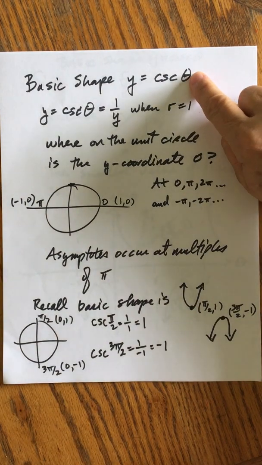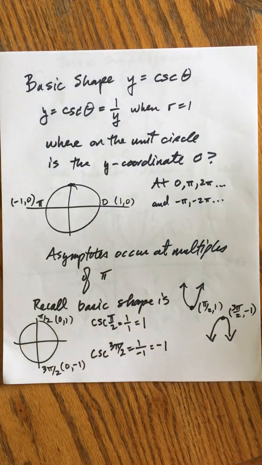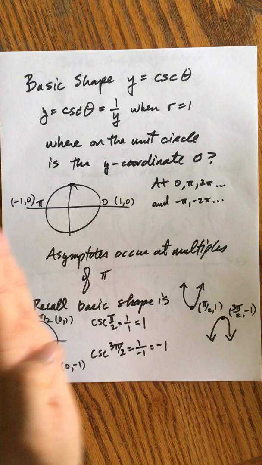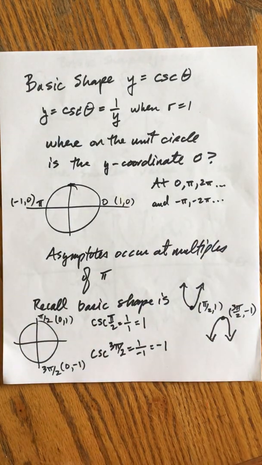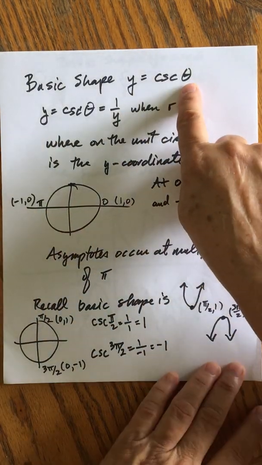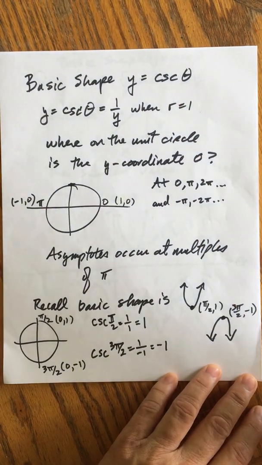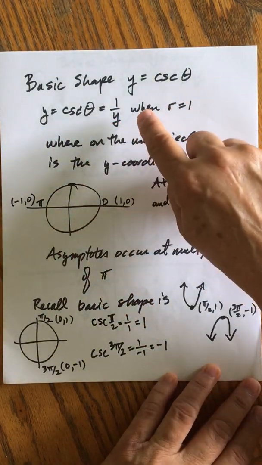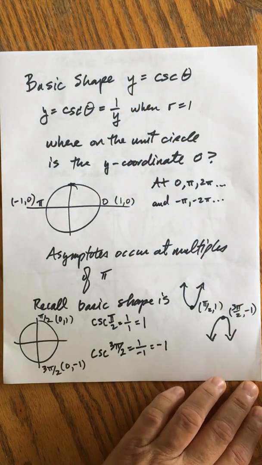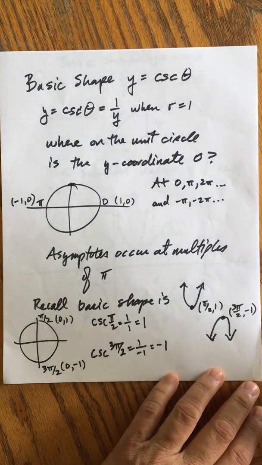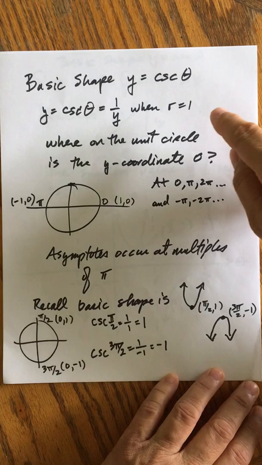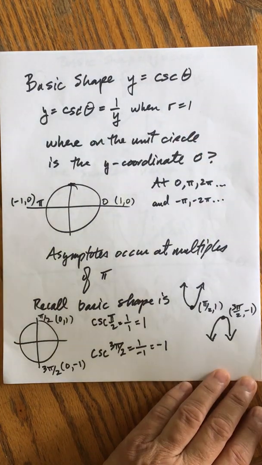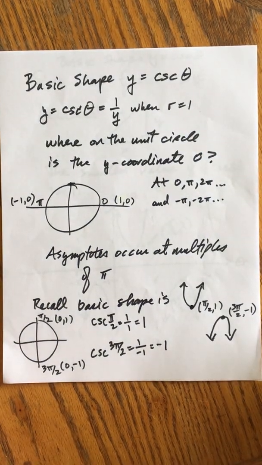But if there were an x here, it's not x as in horizontal motion, it's an angle. So just for really emphasizing that, I'm using theta. Because of the definition, cosecant theta is 1 over y, where it's the y coordinate at that angle position. And of course this is when the radius is just 1. You would want to find out where the asymptotes are.